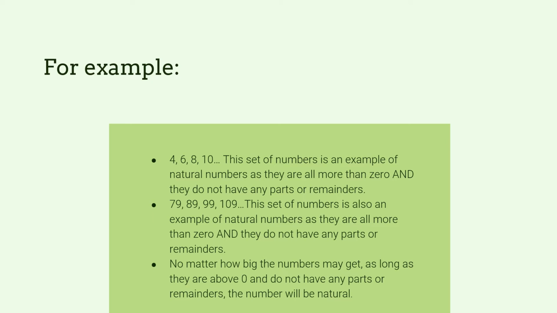Okay, the second bullet point says 79, 89, 99, 109. Those are all counting up in tens. This set of numbers is also an example of natural numbers as they are all more than 0 and they do not have any parts or remainders. So no matter how big the numbers may get, as long as they are above 0 and they do not have any parts or remainders, then the number will be natural.